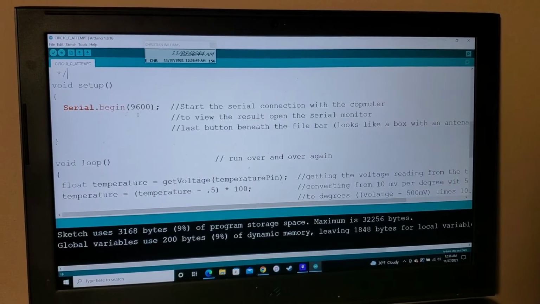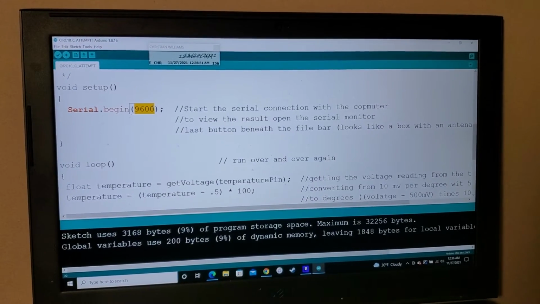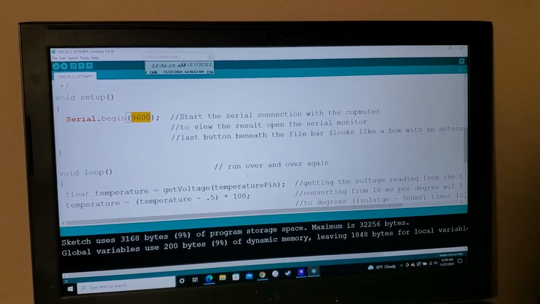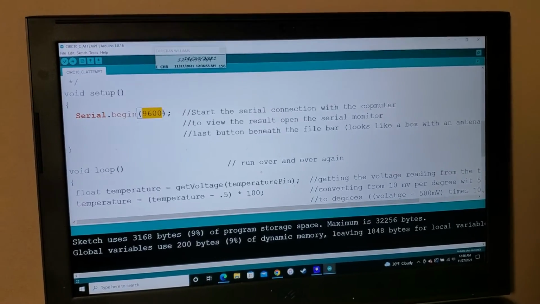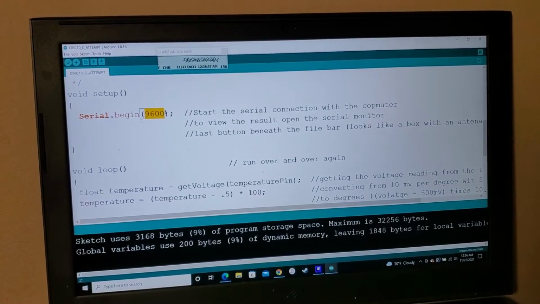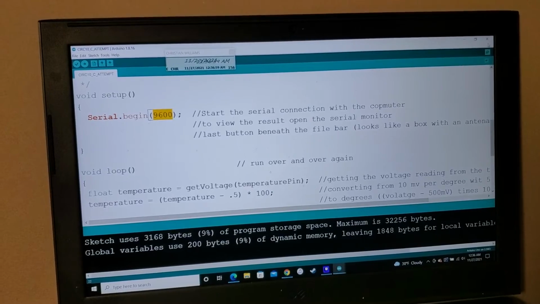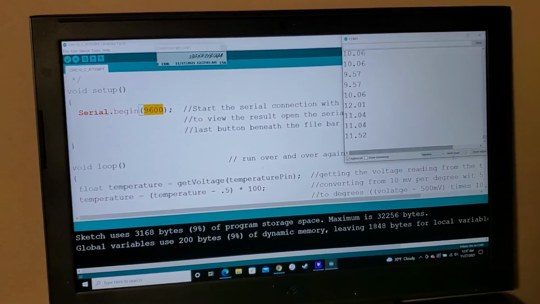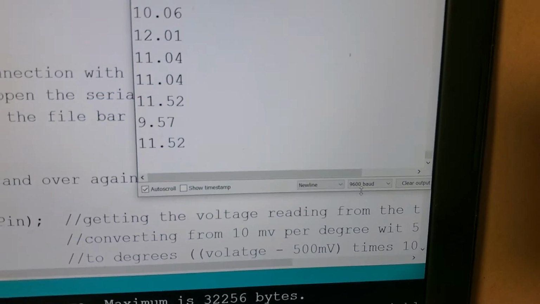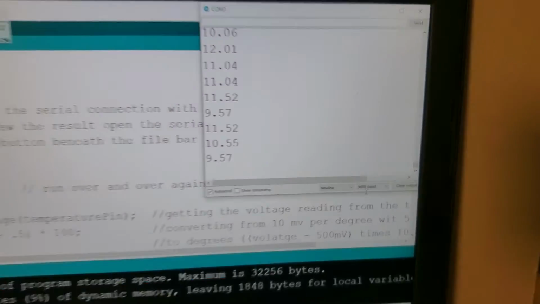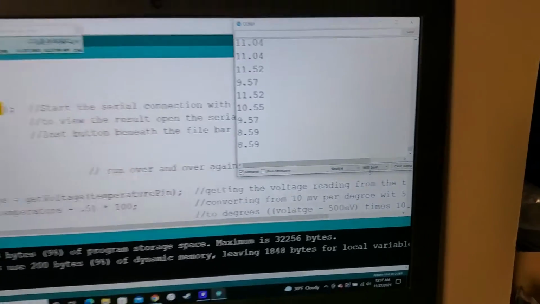And this basically gives us information. This is our, I believe it's bandwidth, or how much information or bits, or something like that. This has to be calibrated to this, so you can see down here in the very bottom right, 9600.